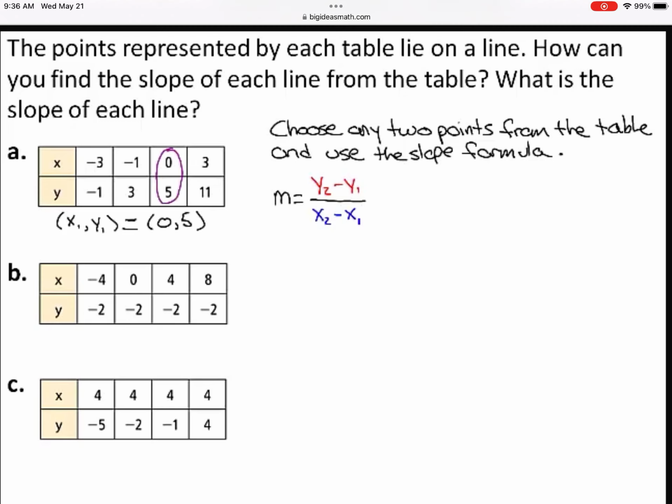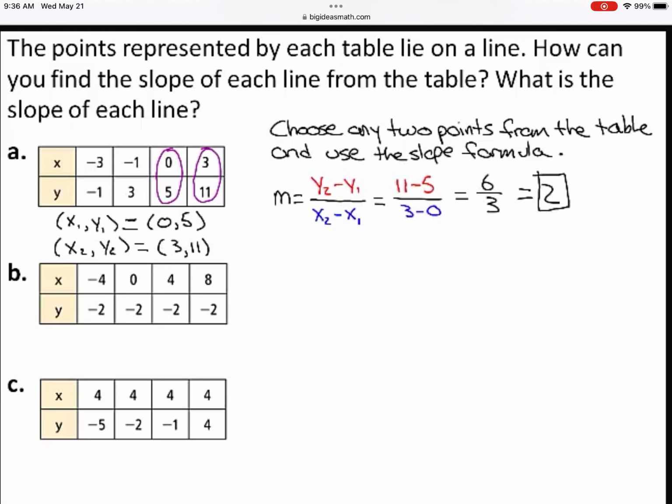Let x1, y1 be the point 0, 5. Let x2, y2 be the point 3, 11. So y2 minus y1 is 11 minus 5, and x2 minus x1 is 3 minus 0. 11 minus 5 equals 6, and 3 minus 0 equals 3. 6 divided by 3 equals 2, so the slope of the line is 2.